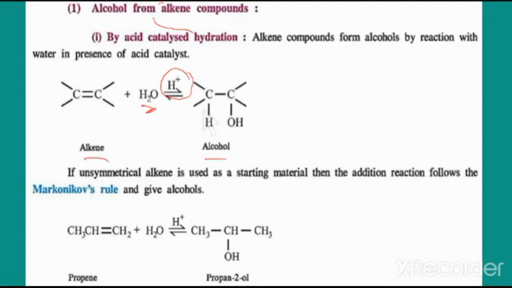Now in the case of symmetrical alkenes, the addition reaction takes place directly, whereas in the case of asymmetrical alkenes, the addition takes place according to Markovnikov's rule. In that alkene, the OH group is attached to the carbon which has fewer hydrogens. To the carbon which has more hydrogens, the hydrogen is added. So this is Markovnikov's rule. According to Markovnikov's rule, the addition of the water molecule takes place for unsymmetrical alkenes.